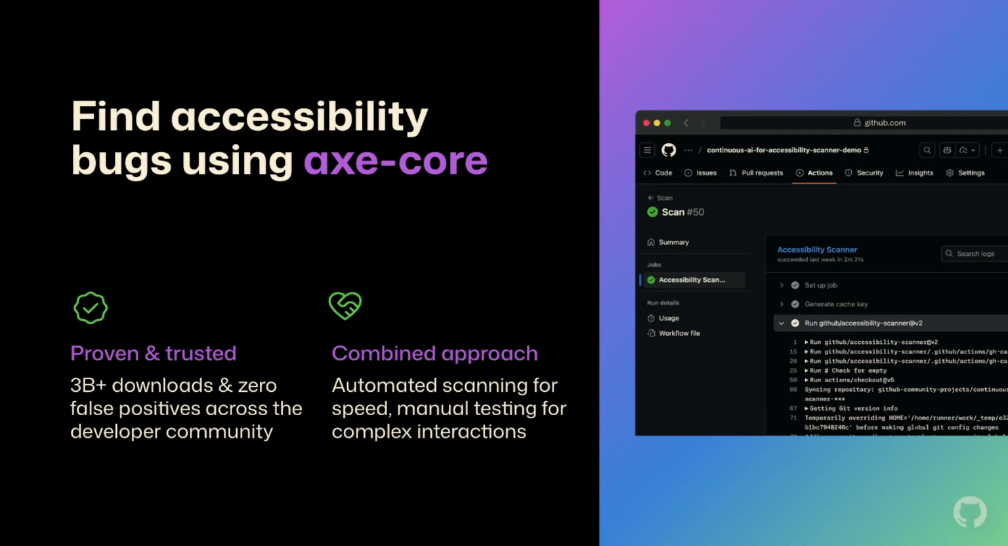All right, so we are going to go through. We're going to find accessibility bugs using that Axe.